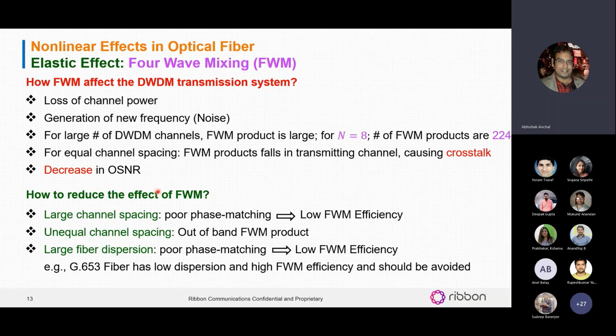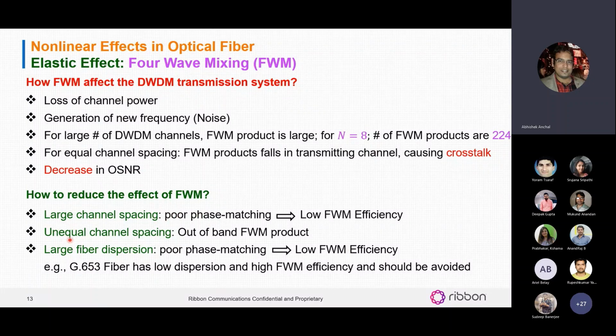Recently also, Yoram, if you remember, we had some issue with the 4,000 kilometer fiber. So we tried to increase the channel spacing. And increasing the channel spacing basically decreases the phase matching condition. It means your phase matching cannot be met, and because of that, four-wave mixing efficiency will be low. So the effect of non-linearity can be reduced. So usually we try to increase the channel spacing, if it is possible, to reduce the effect of four-wave mixing.